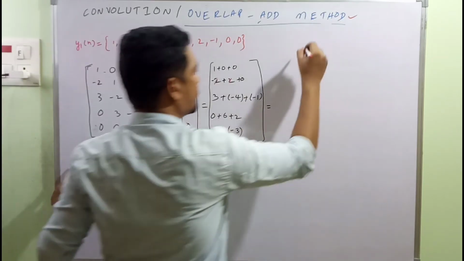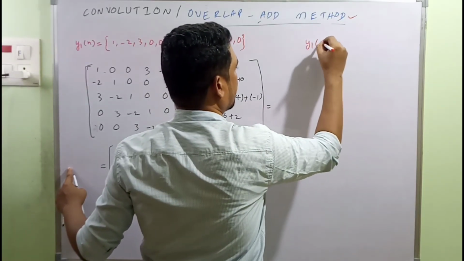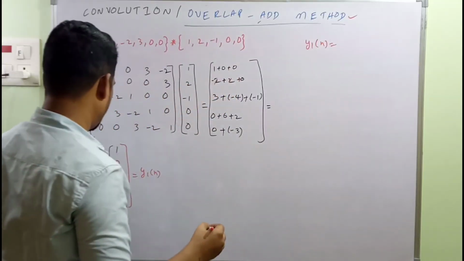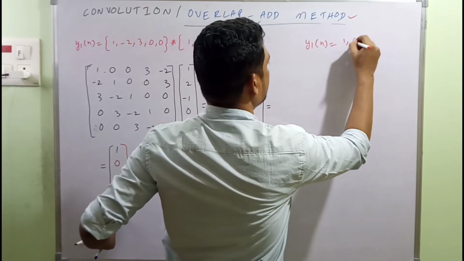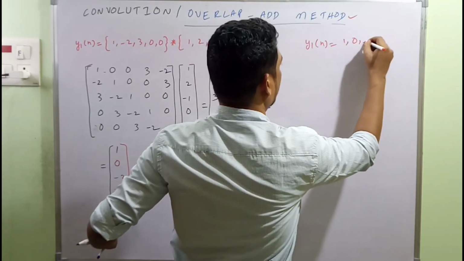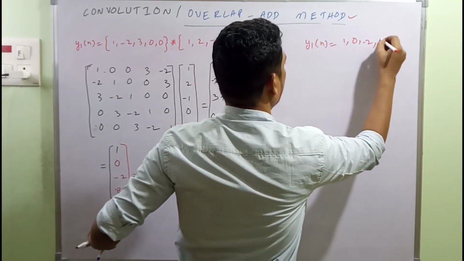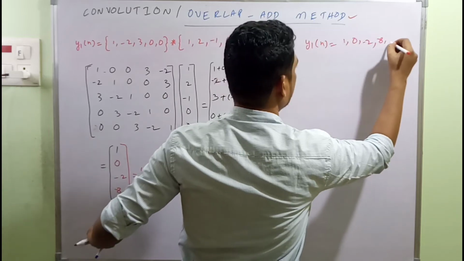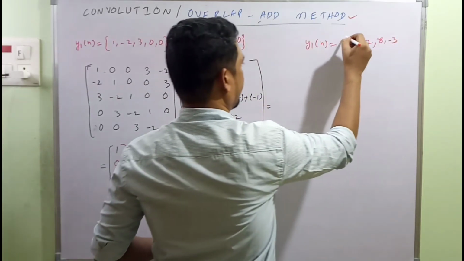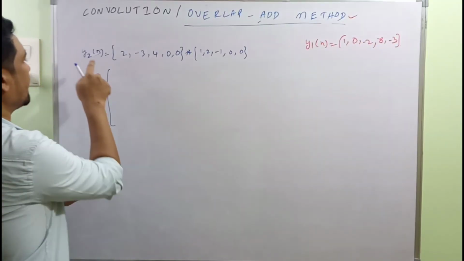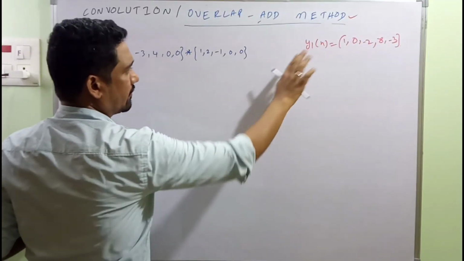Writing over here, y1 of n is equal to how much? It's 1 comma 0 comma minus 2, 8 and minus 3. Okay, so that's y1 of n. Now how to evaluate y2 of n? y1 of n we have done.